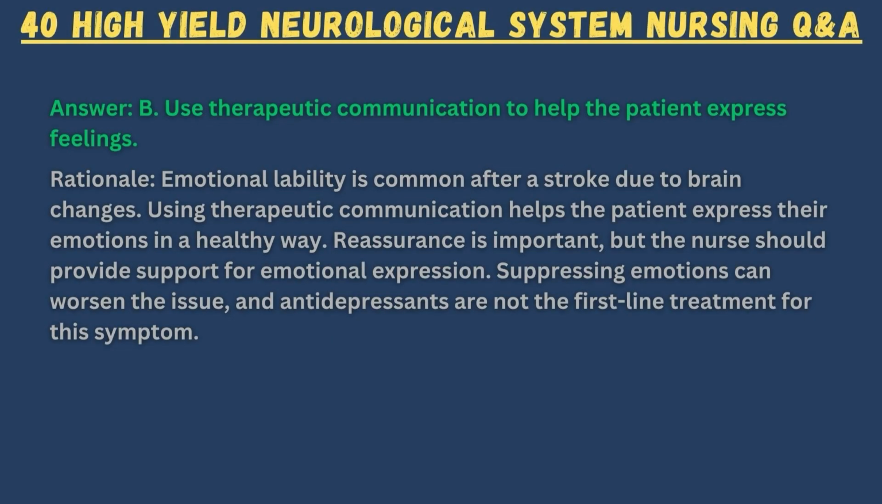Answer. B. Use therapeutic communication to help the patient express feelings. Rationale. Emotional lability is common after a stroke due to brain changes. Using therapeutic communication helps the patient express their emotions in a healthy way. Reassurance is important, but the nurse should provide support for emotional expression. Suppressing emotions can worsen the issue, and antidepressants are not the first-line treatment for this symptom.